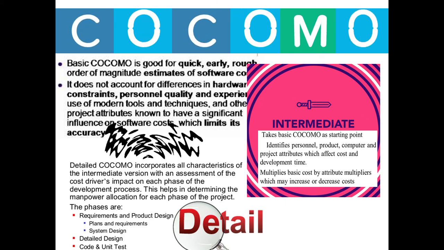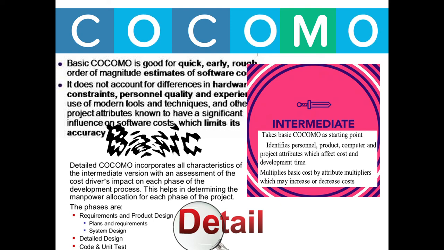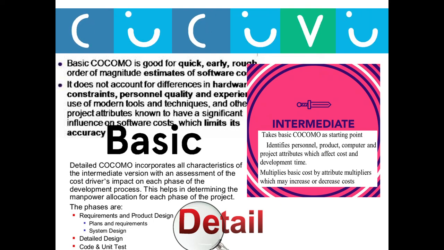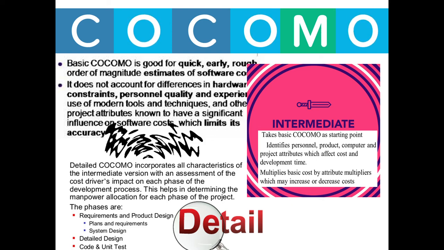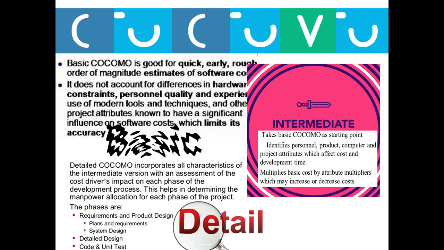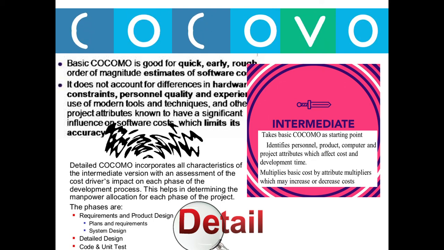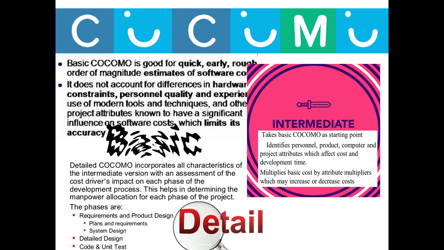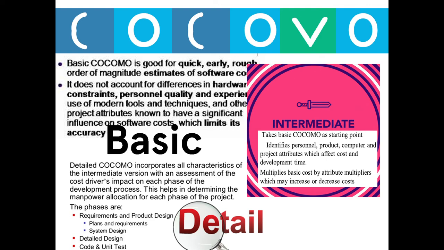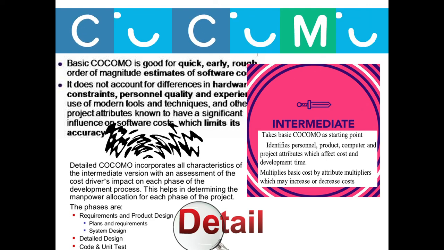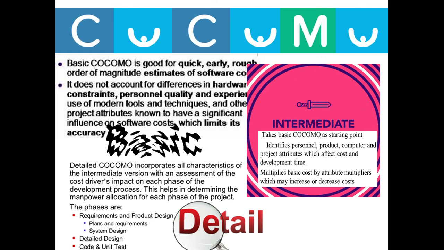The intermediate COCOMO model takes the basic COCOMO model as a starting point. It starts with the basic COCOMO model and then identifies personnel, product, computer and project attributes which affect cost and development time, and then multiplies the basic cost by attribute multipliers which may increase or decrease cost.